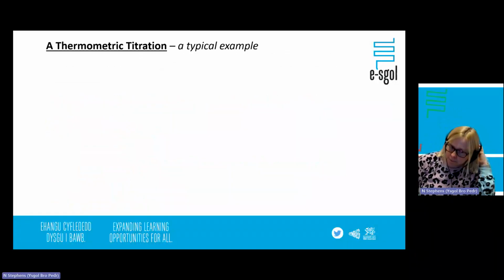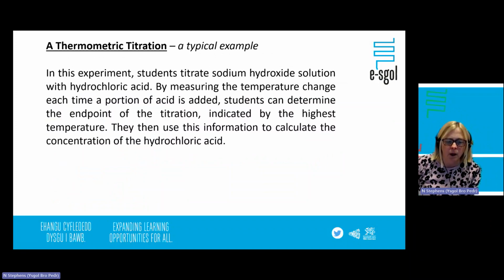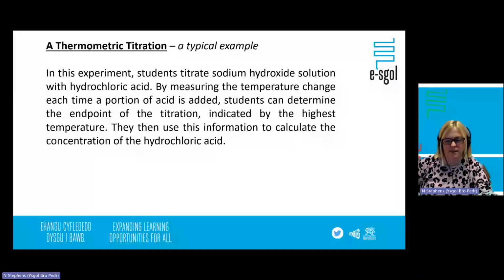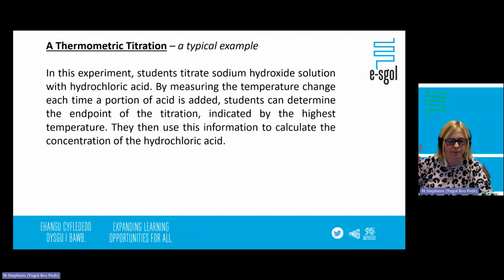So the first one there, the thermometric titration, I'm hoping that you've all had some hands-on experience with that already. Okay, so this is a typical example of how it would be carried out, practice for my own students a few weeks back. So you titrate the sodium hydroxide solution with hydrochloric acid by measuring the temperature change each time a portion of acid is added. Then you as students can determine the end point of that titration, which is indicated by the highest temperature.